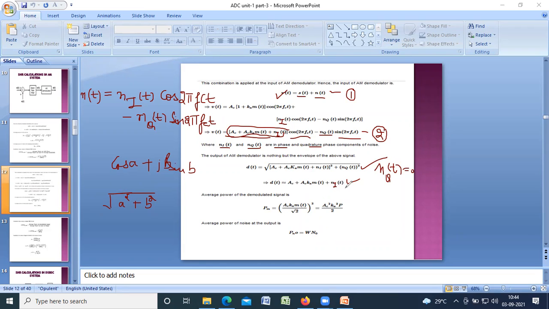Yes, ma'am. Now tell me, out of this, which one is your required signal? Our purpose of AM demodulator is to extract the message signal. अब इसमें message signal कौन सा है? Tell me.